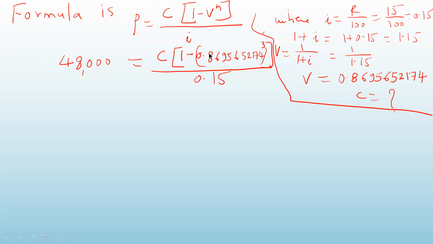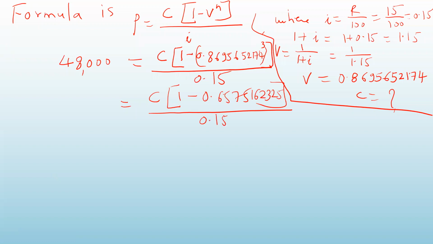Now see, this is already on the screen of your calculator. So take its power 3 so that you need not type this again and again. So 1 minus this raised to power 3 will give you 0.6575162325. This is the value of this number raised to power 3. 0.6575162325 divided by 0.15. And the left hand side is 48,000. Okay. Now here there is no denominator, so it is 1.